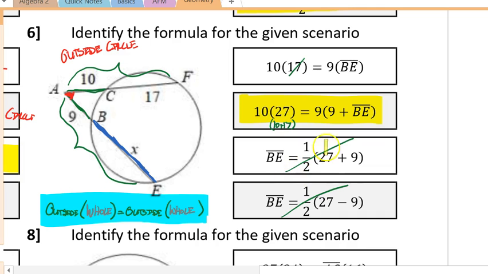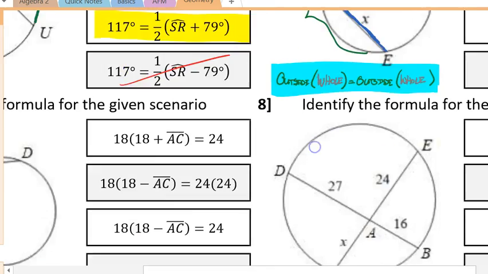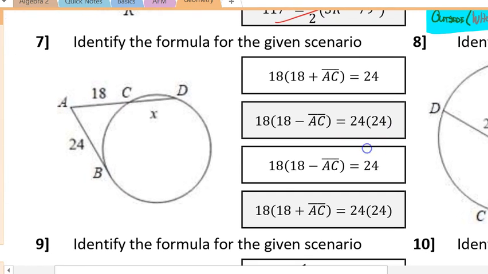Okay, please don't get distracted by these angle formulas. It's outside times whole equals outside times whole. We see this same scenario happening again in number 7. We should see outside times whole equals outside times whole. Here we note that we have some subtracting going on in these two middle formulas. There was no subtracting going on. We want to find the whole distance, so we would be adding segments together. So that is out, and so is that.